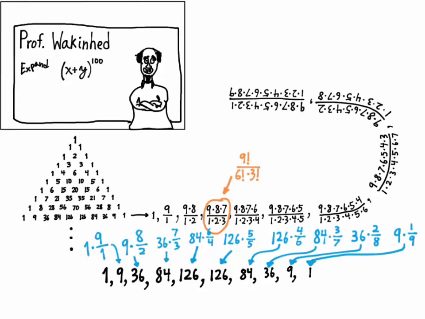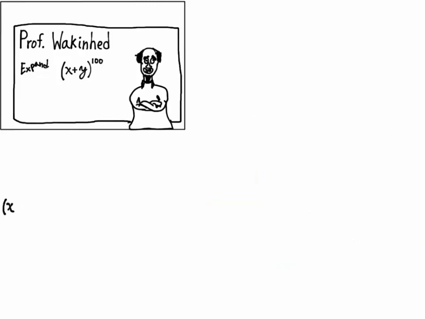And you could generate any row in Pascal's triangle by that pattern of multiplying by factors where the number in the numerator is descending by 1 and the number in the denominator is ascending by 1 each time. So Professor Wakenheed means you to use that to figure out the numbers in the 100th row of Pascal's triangle. So you start out with 1, coefficient of x to the 100th is 1.